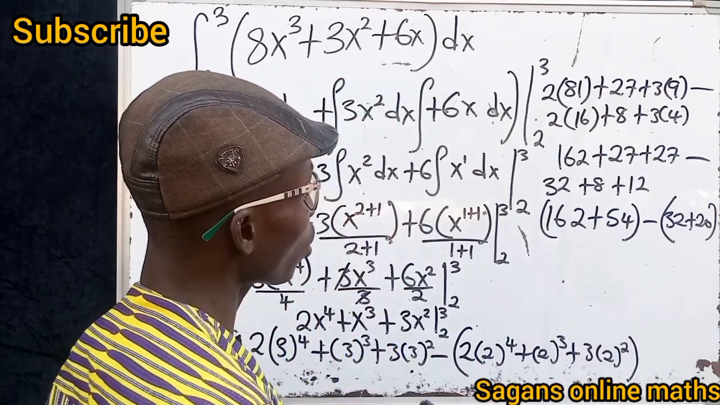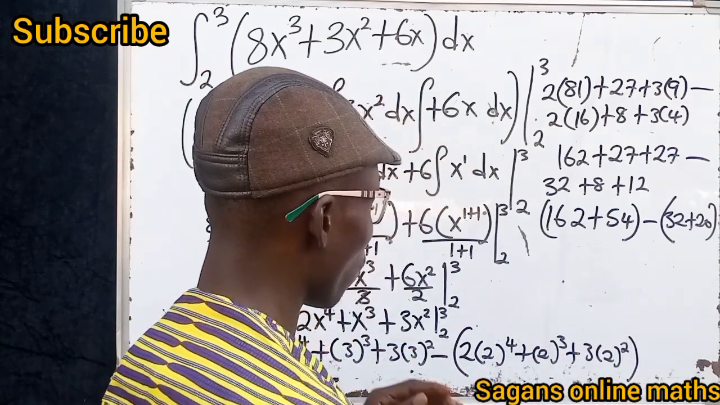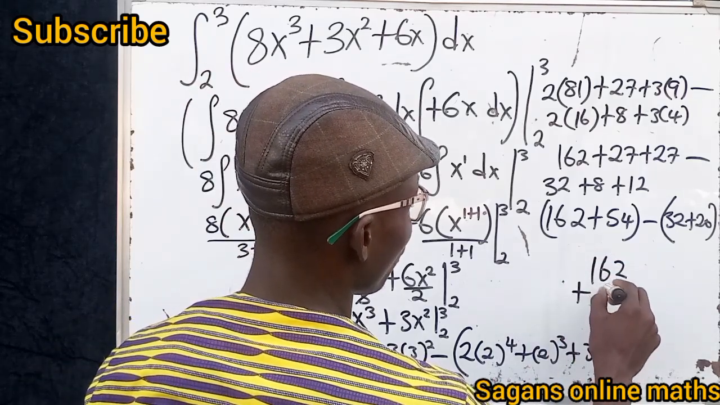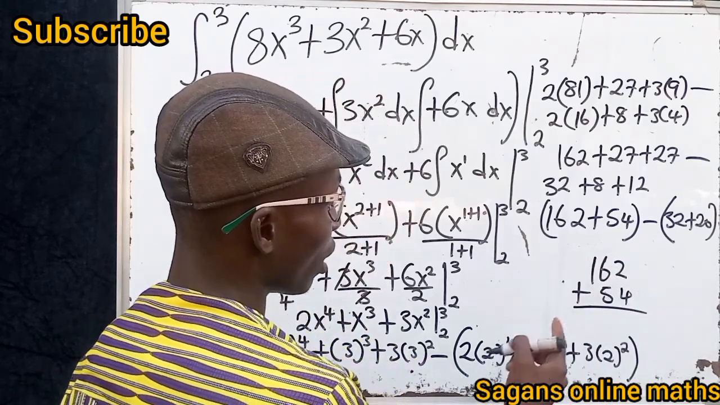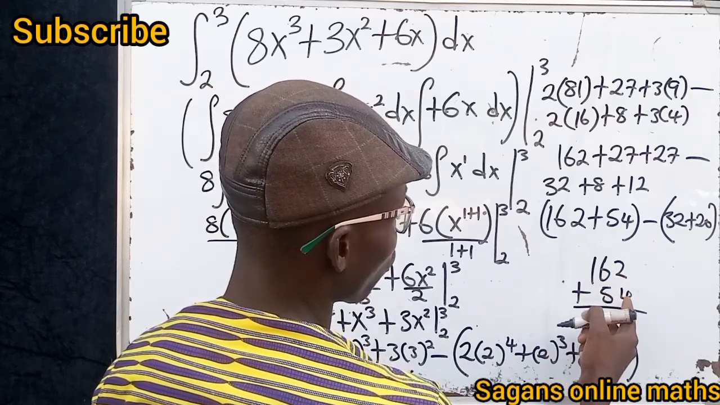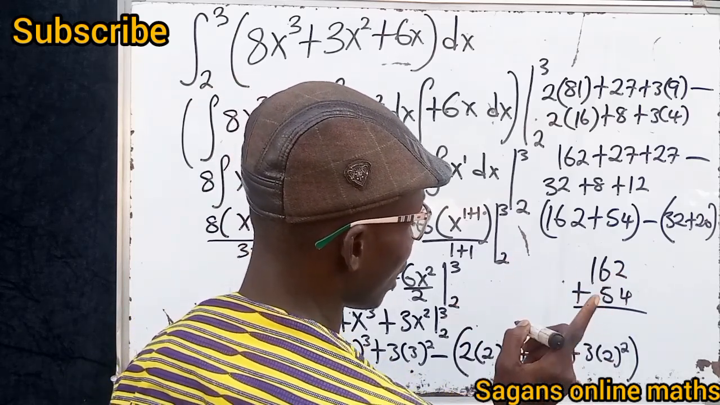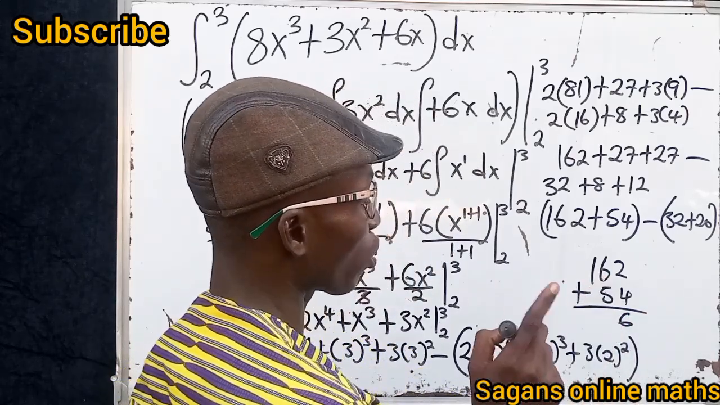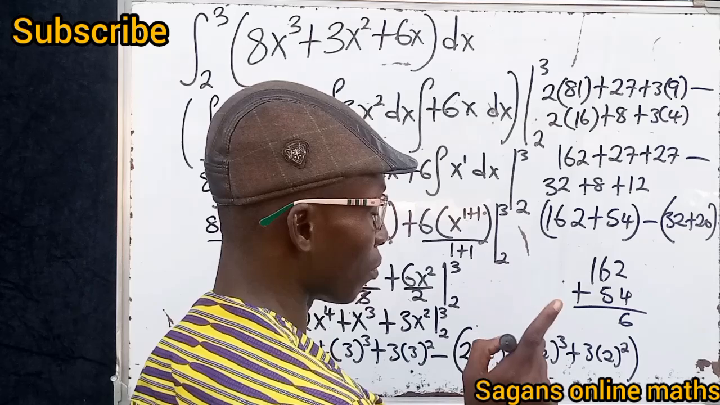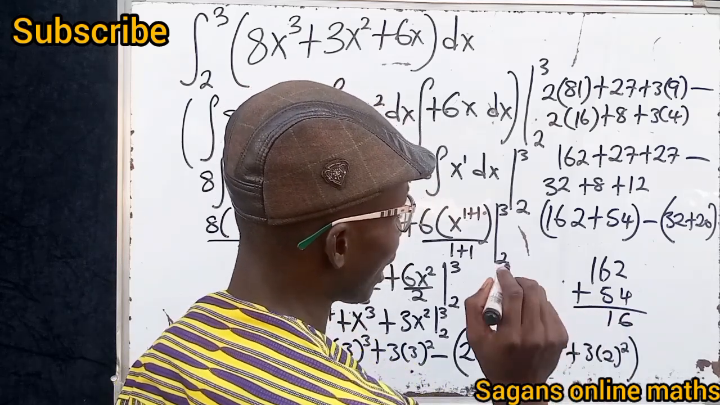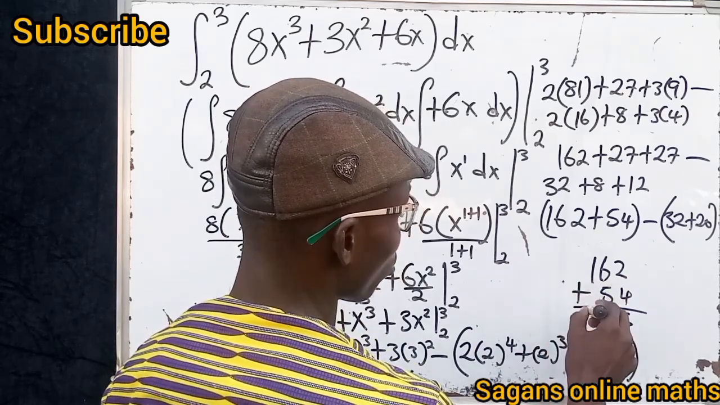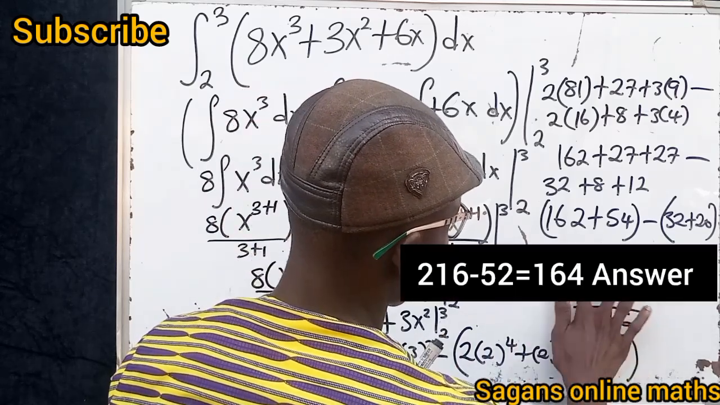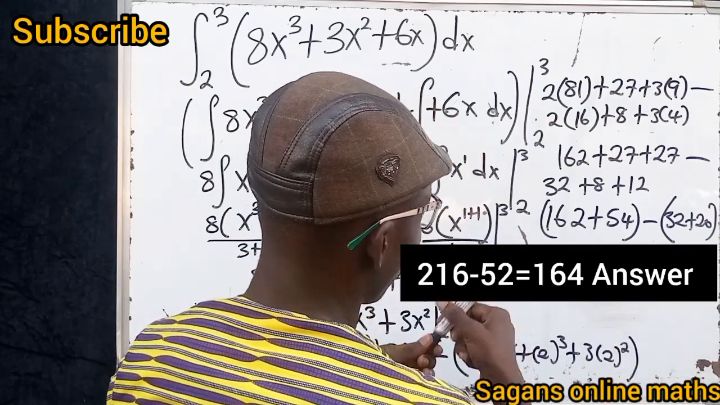Now 162 plus 54. Let's do it. Let's sum it together. 2 plus 4 gives us 6. Now 5 plus 6 will give us 11, so we write 1 and carry 1. We carry that 1 here, and it will be 2. That means this will be 200 and 16, 216.